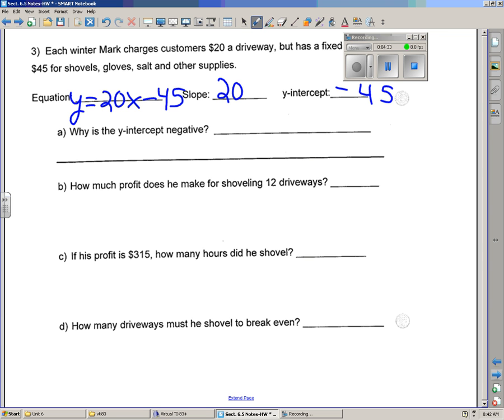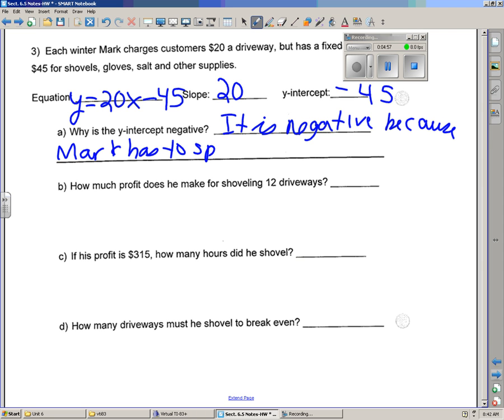The reason why it's negative is because this is the value, because why is the y-intercept, let me fix this. Why is the y-intercept negative? It is negative because Mark has to spend this money before he can start making money, before his business.